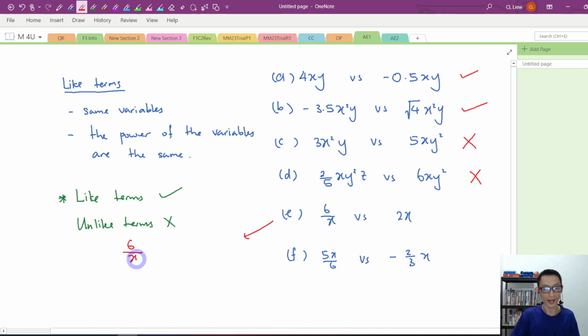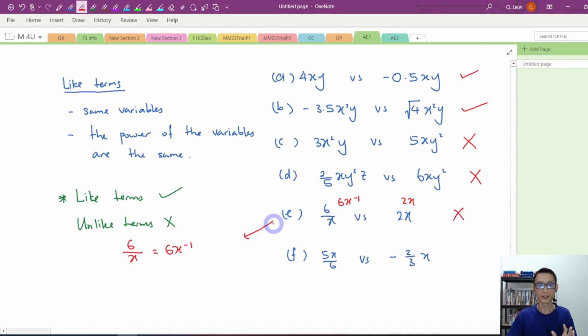6 over x is actually equal to 6 times x power negative 1. You are going to learn this in the future. Okay, so actually they have different power. So this is 6x power negative 1. This is 2x. Same variable, which is x and x, but the power here is negative 1, the power here is 1. Therefore, these two terms are unlike terms.